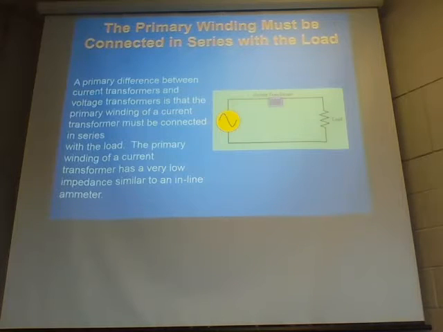A primary difference between current transformers and voltage transformers is that the primary winding of a current transformer must be connected in series with the load. The primary winding of a current transformer has a very low impedance, similar to an inline ammeter.